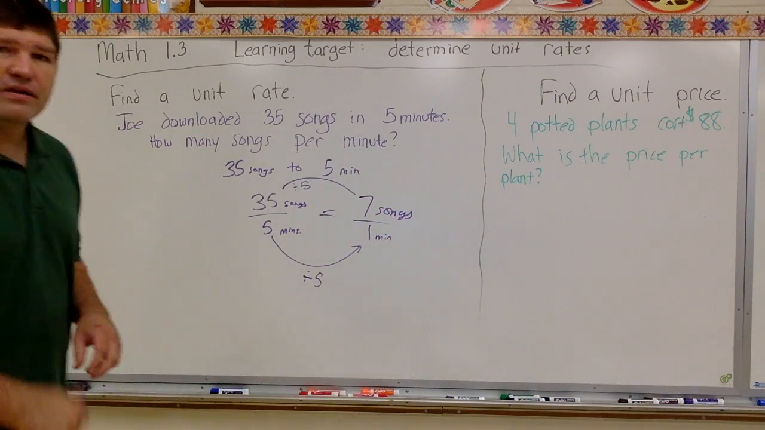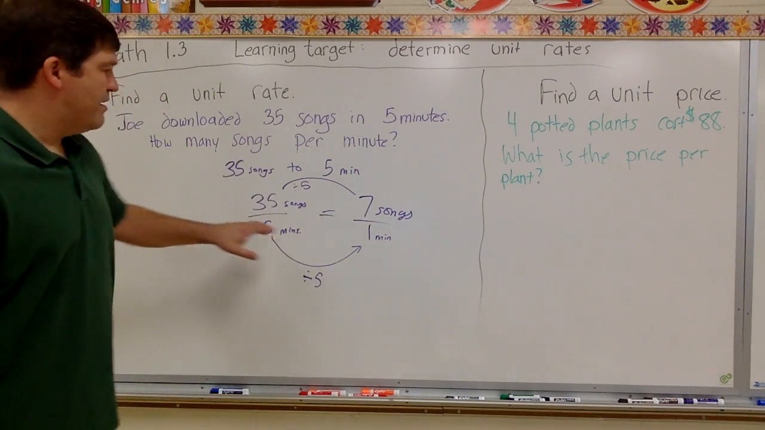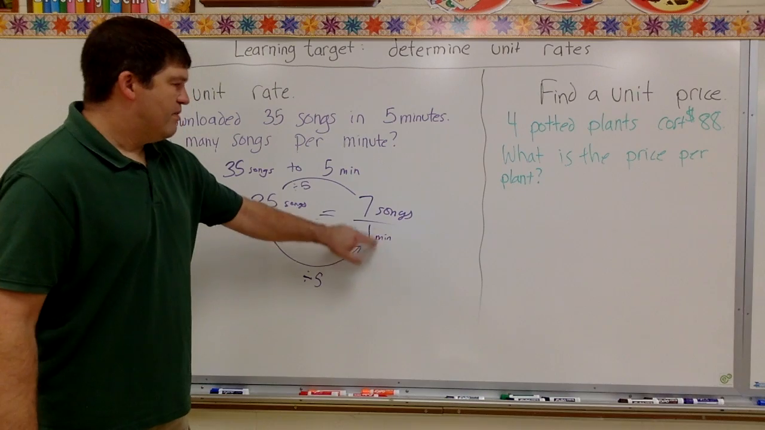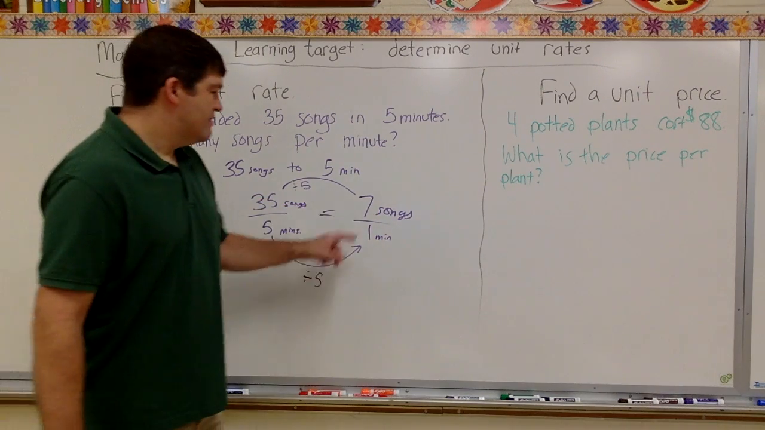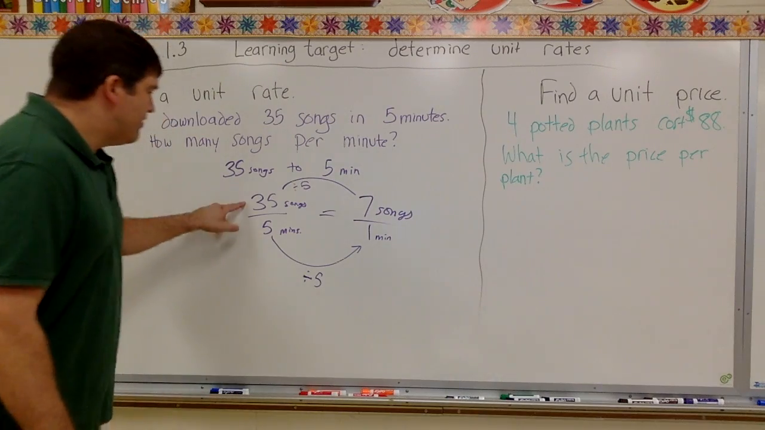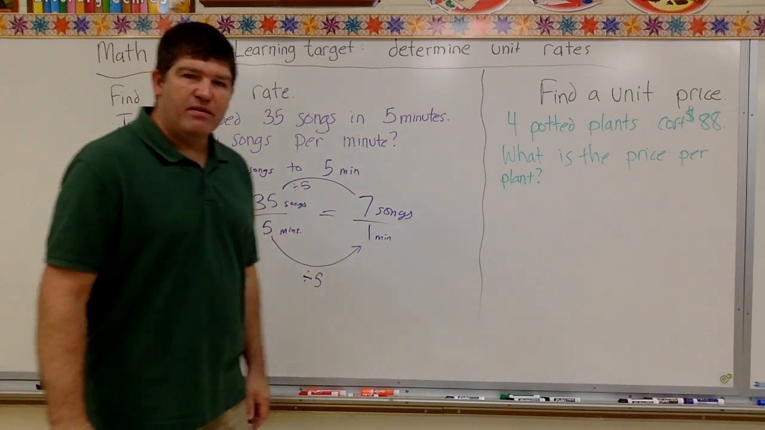Okay, so now I can find out how many songs per minute. Well, here's my 1 minute. 1 minute equals the 7 songs. 7 songs in a minute. 35 songs in 5 minutes. 7 songs in 1 minute.